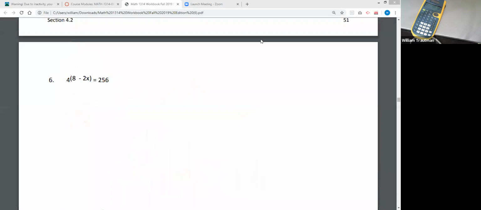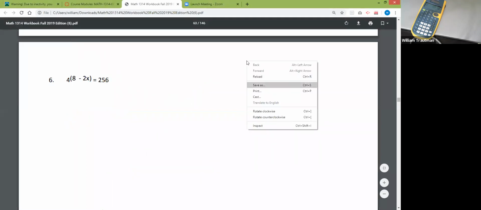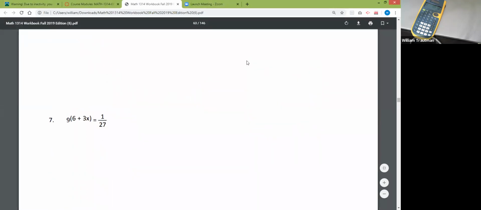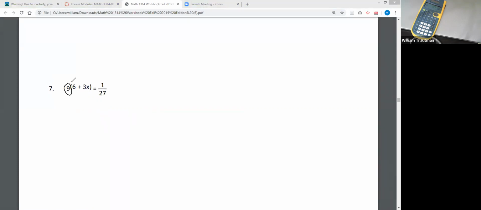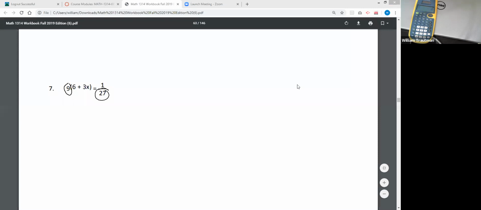All right, let's see what's next. Same thing. Oh, this is a good one. 9, let's try this on my calculator. I need to try to get 27 to be the base of 9. So I'm going to do that right now. I'd like to make my screen a little bit bigger over here.